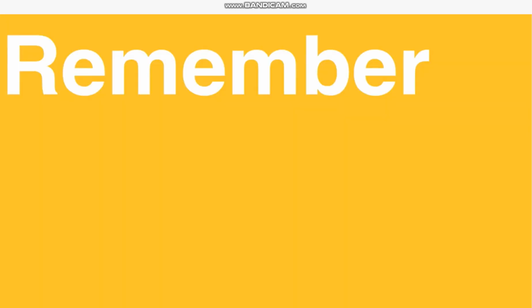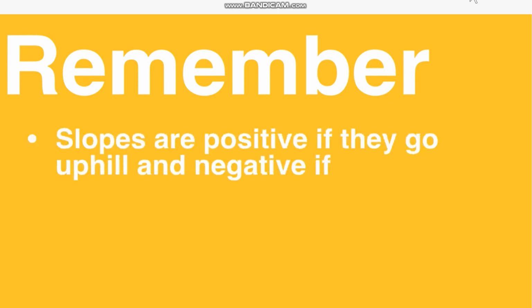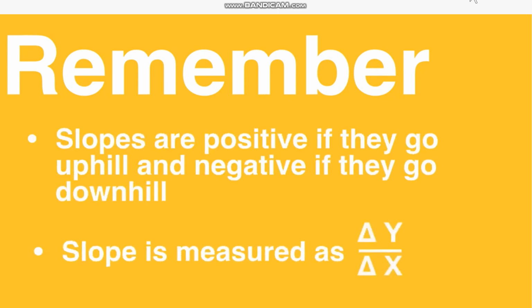So from today, remember, you can tell that slopes are positive if they go uphill and negative if they go downhill. And that slope is measured as the change in y divided by the change in x between 2 points.